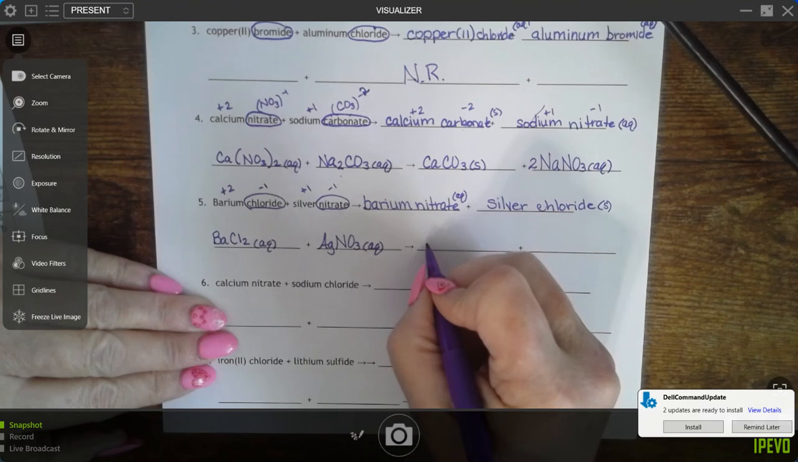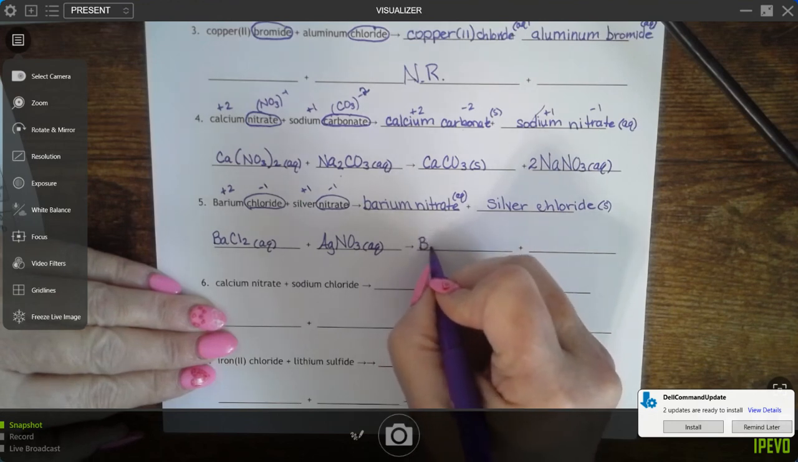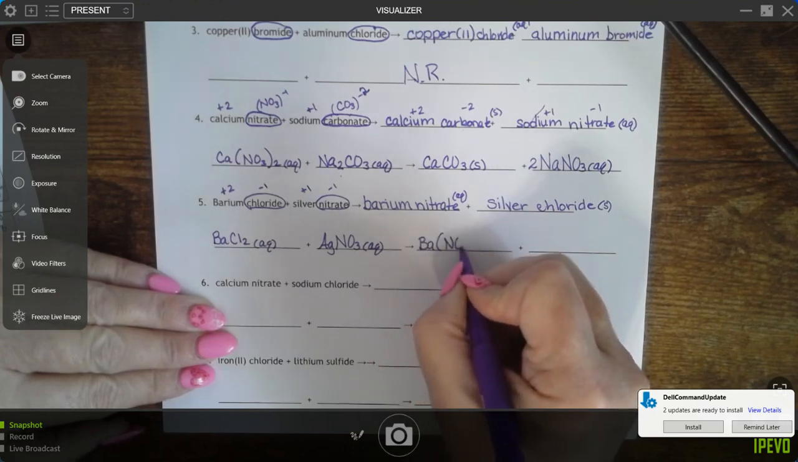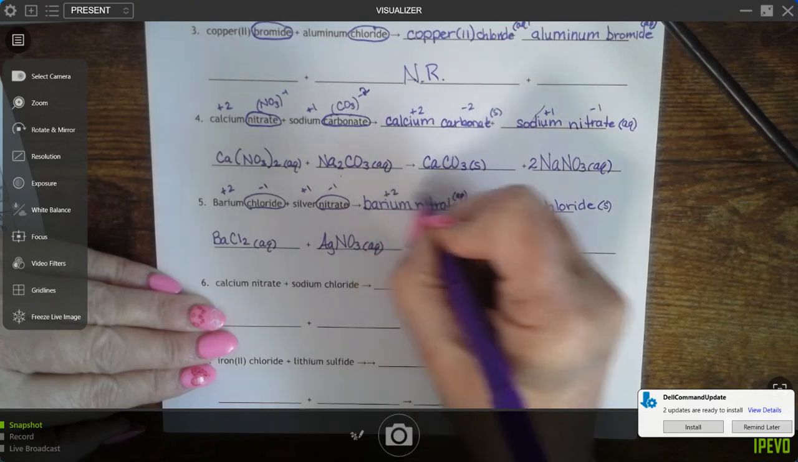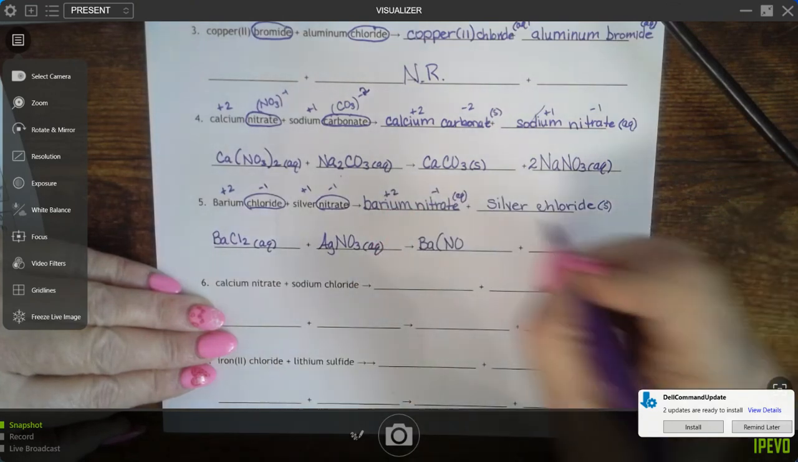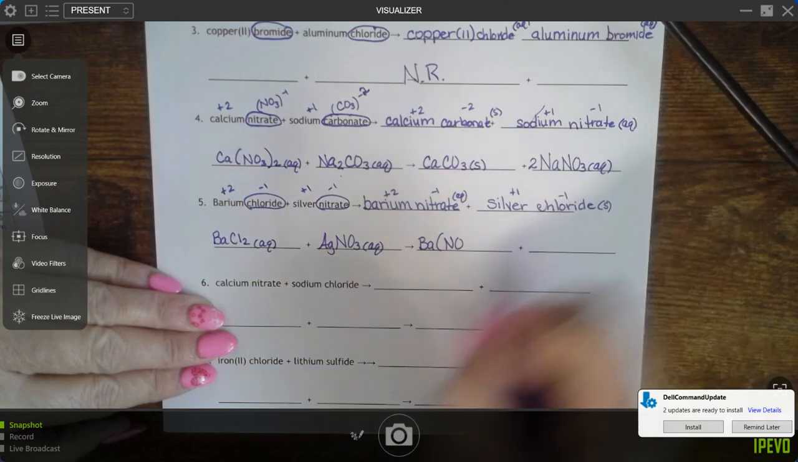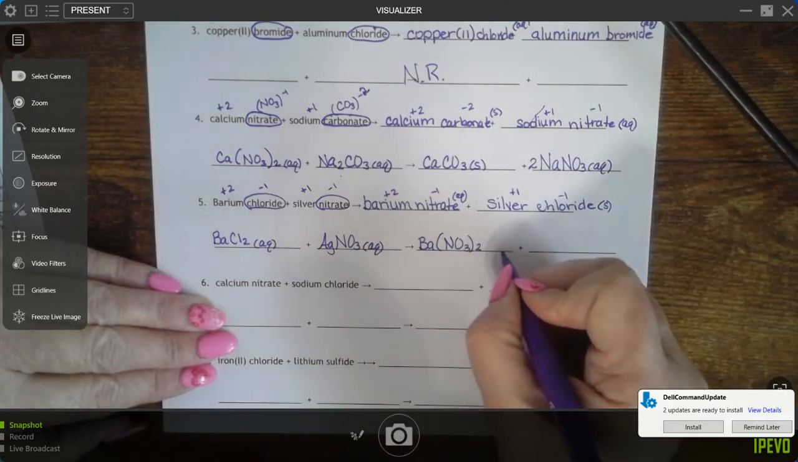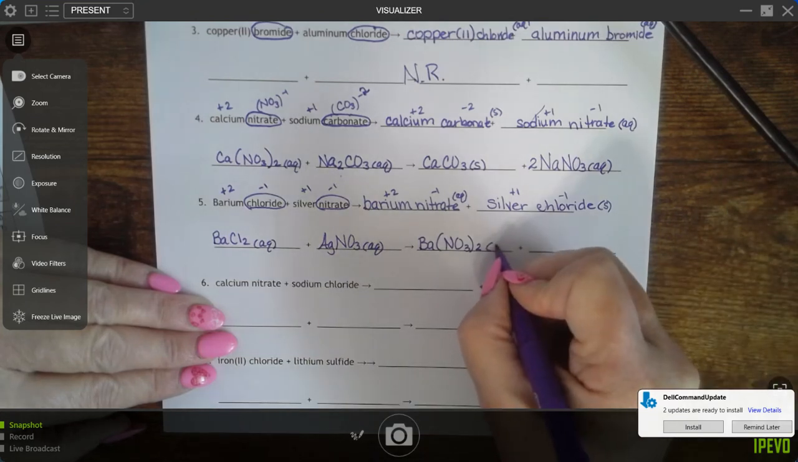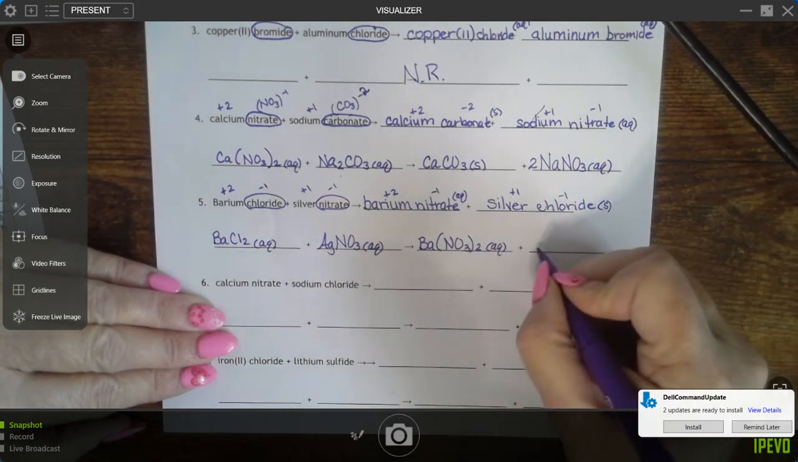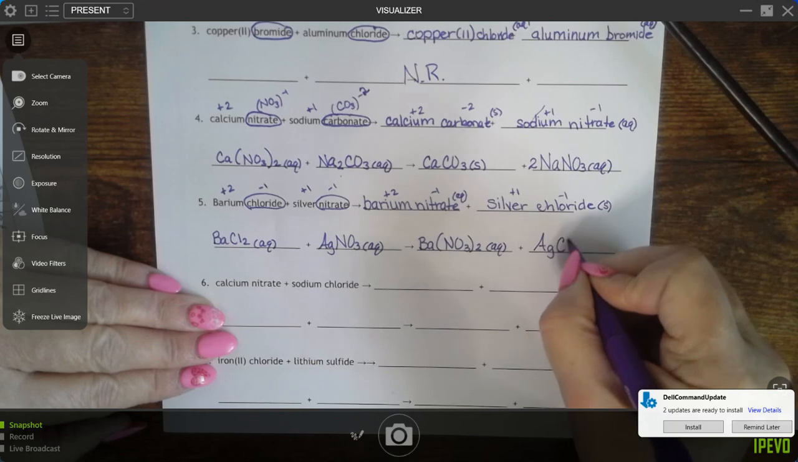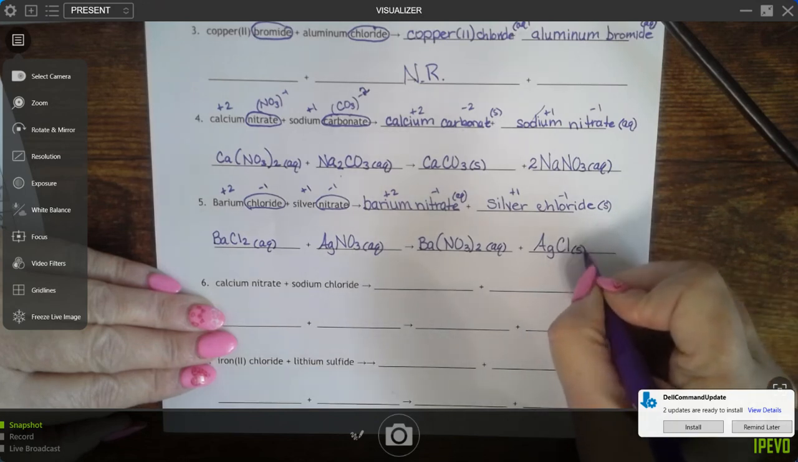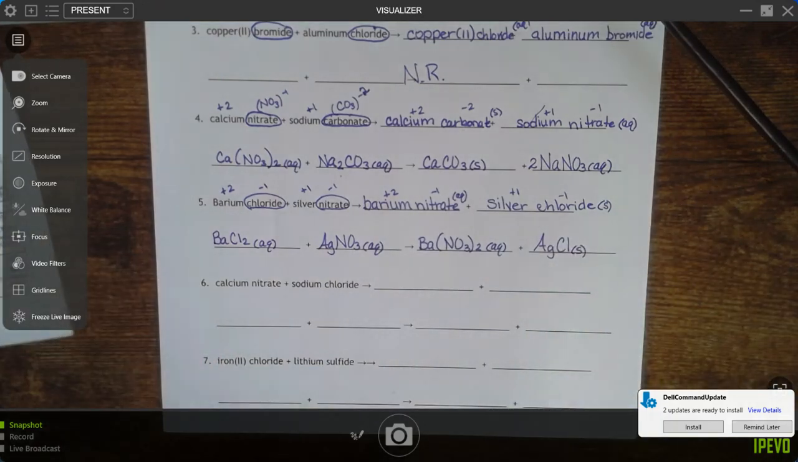And then one of our products is barium nitrate. So barium's +2, nitrate's -1, silver's +1, chloride's -1. So we end up with Ba(NO3)2 aqueous plus AgCl solid.